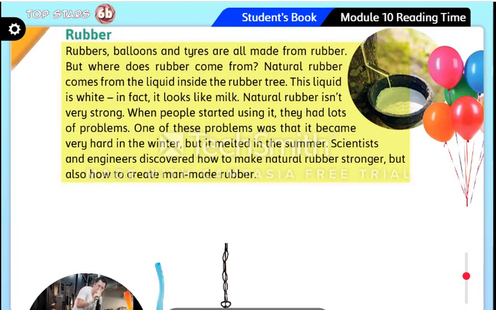Rubber. Rubbers, balloons and tyres are all made from rubber. But where does rubber come from? Natural rubber comes from the liquid inside the rubber tree. This liquid is white. In fact, it looks like milk. Natural rubber isn't very strong. When people started using it, they had lots of problems. One of these problems was that it became very hard in the winter, but it melted in the summer. Scientists and engineers discovered how to make natural rubber stronger, but also how to create man-made rubber.